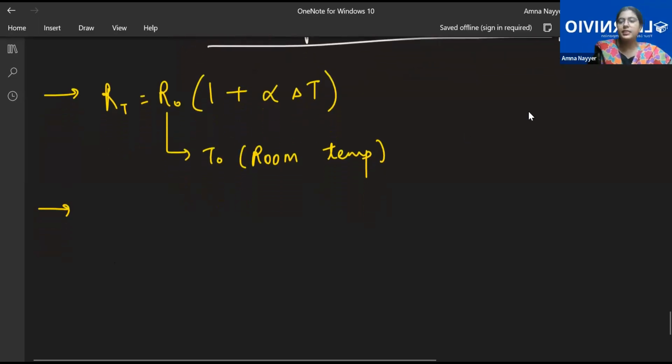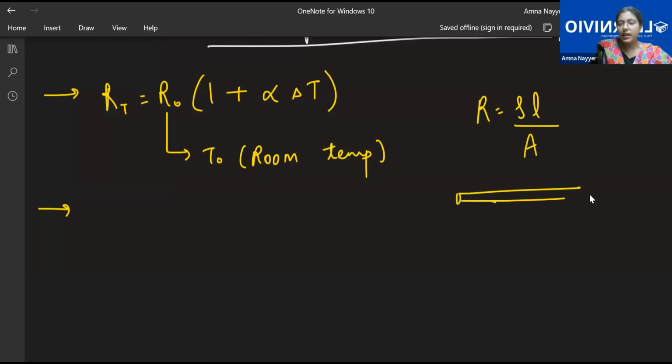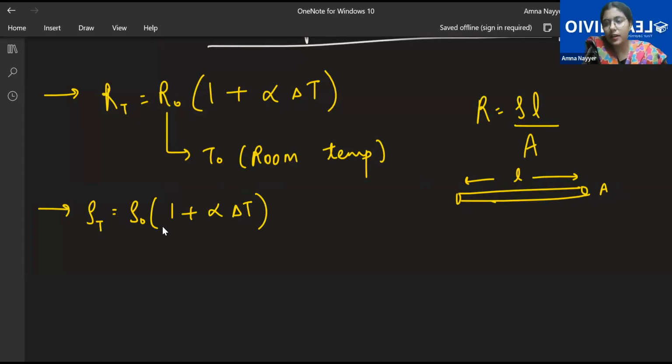A similar formula exists for resistivity. See, R, you know already, R is equal to rho L by A. So if you know R is equal to rho L by A, the only variation is regarding the length and the area. Now, for the same wire, the length and the area will not change. Length will remain this, area of the cross section will be this. So here we can write the resistivity at any temperature is equal to the resistivity at the room temperature times 1 plus alpha delta T. This is the formula, very much similar to what you've studied in the resistance formula. Resistance was R_T is equal to R naught times 1 plus alpha delta T that we have studied.